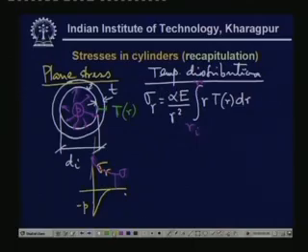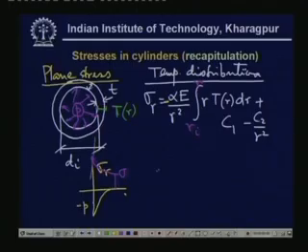So, let us not forget this minus sign over here. So, this one plus C1 minus C2 by r square. Always you see this term remains, C1 minus C2 by r square. This is the basic solution without any temperature, without any rotational effect.